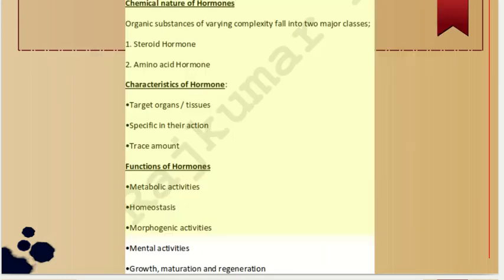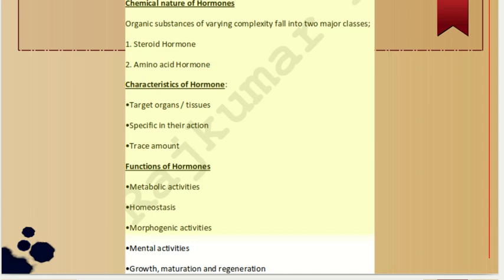The chemical nature of hormones is that they are organic substances, varying in complexity, and they fall into two major classes: steroidal hormones and amino acid hormones. Some of the characteristic features of hormones are that they have their effect at target organs or tissues, they are specific in their actions, and they are secreted in very low or trace amounts. Generally hormones are measured in terms of ppm, parts per million.